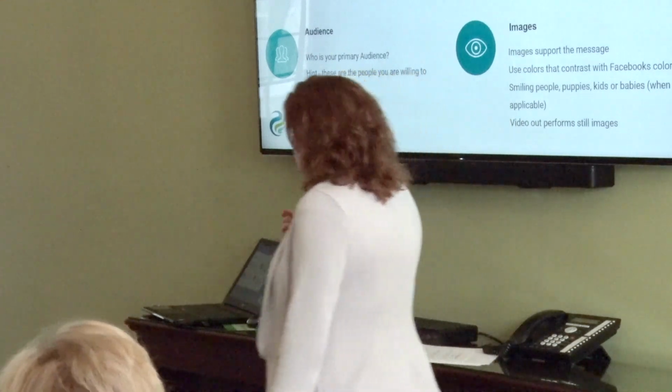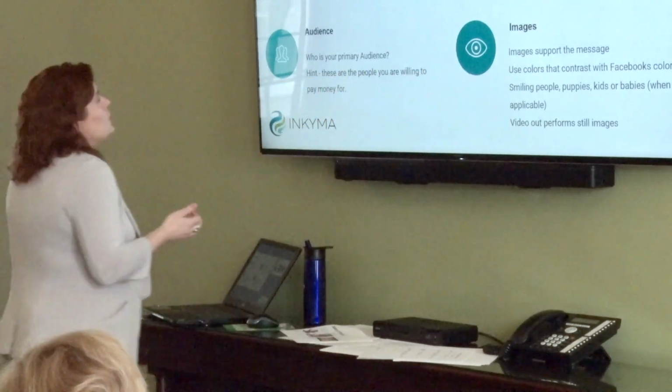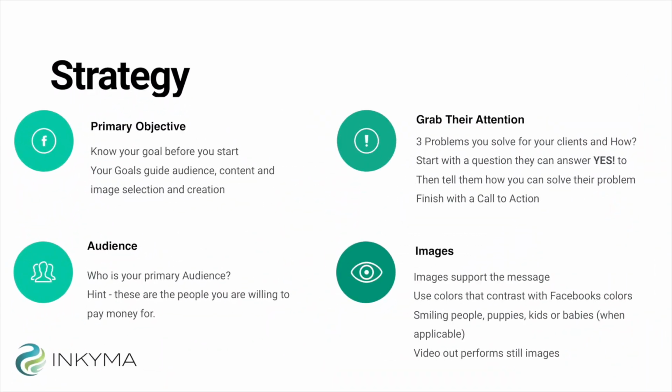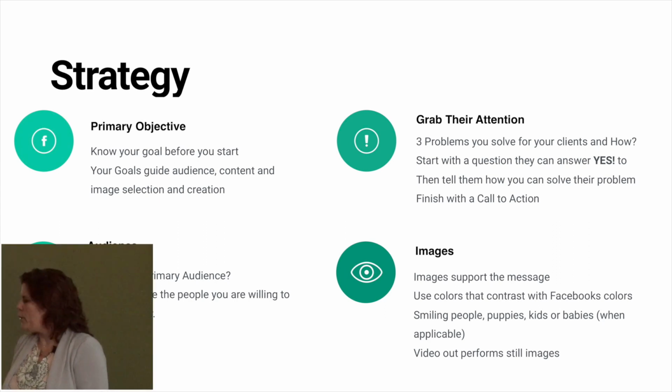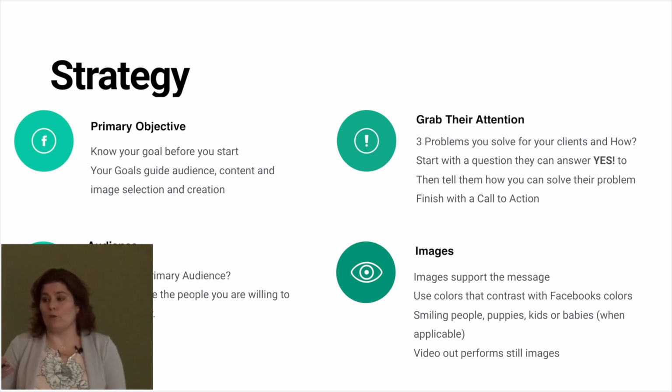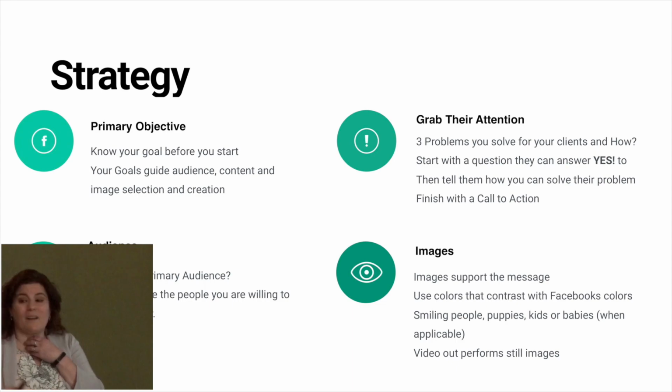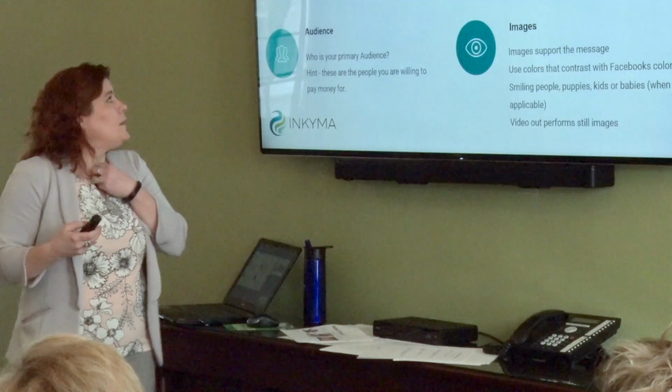Okay, so the first thing we start out with is your primary objective. What are your goals? What are you trying to achieve with social media or with this particular post, right? Knowing that makes the rest of it easier. So you got to know your goals before you start, and they guide who your audience is, the content that you write, and your selection.